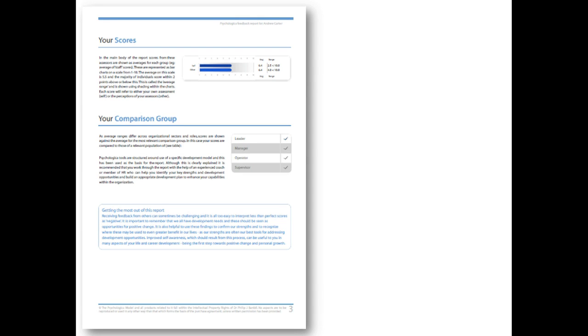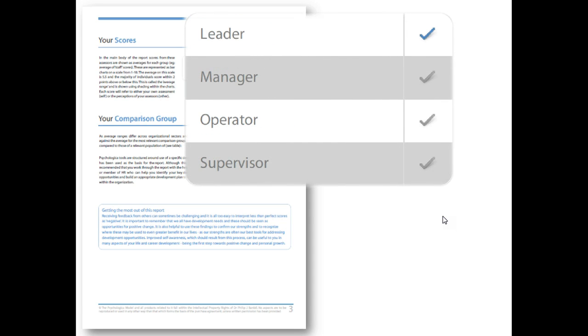A standardized or normed score version of the report is also available, and this is indicated on the report cover by the term STEN, which means standard score on a scale of 10. This shows scores in relation to the averages of a comparison group. In a STEN score report, page 3 will indicate the comparison group used. In this case, the tick is highlighted for leaders in the particular sector chosen, meaning all scores within the report will be averaged against this comparison group.